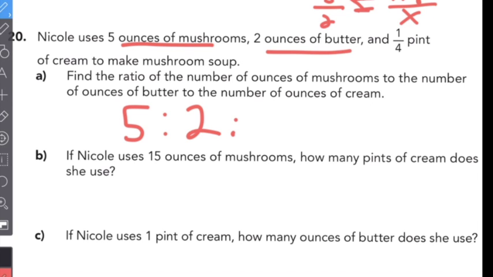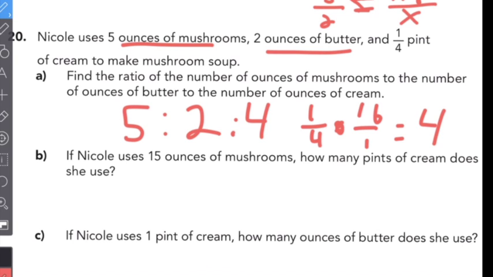So a 1/4 pint, we need to make that into ounces. So I know that in a pint, there's 16 ounces because it's 2 cups. So I take 1/4 of 16. If you take 1/4 of 16, it's 16 over 4, or you could reduce it, so it's going to be 4. So the answer for a 1/4 pint is going to be 4 ounces. So we're going to get 4 ounces of cream.